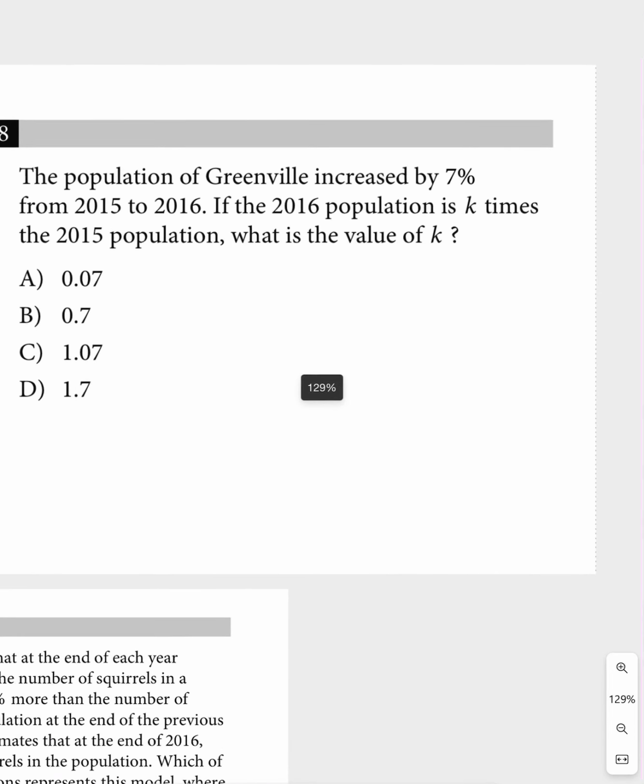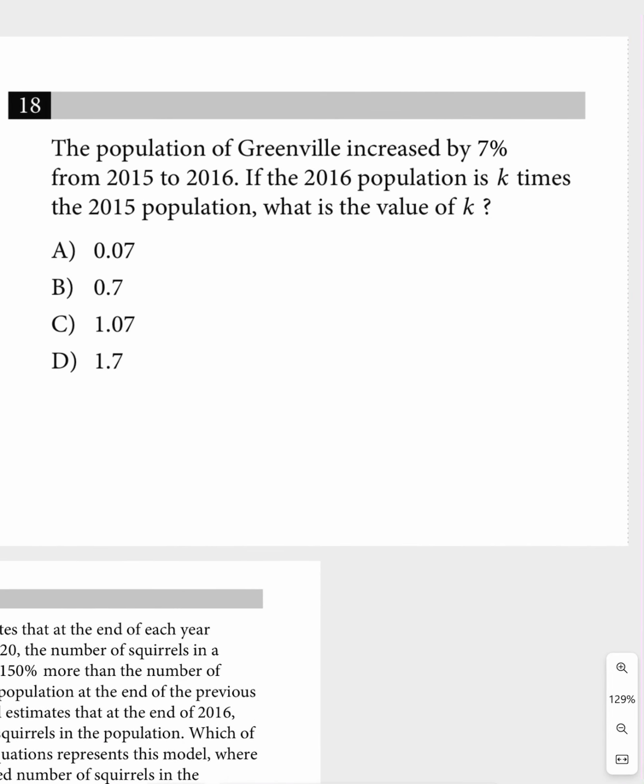Okay, the population of Greenville increased by 7% from 2015 to 2016. So the 2016 population is k times the 2015 population. What is the value of k? Okay, so we want to find out. We don't have any numbers, really. We don't know the initial population or the final. So we're going to use a variable for this question.